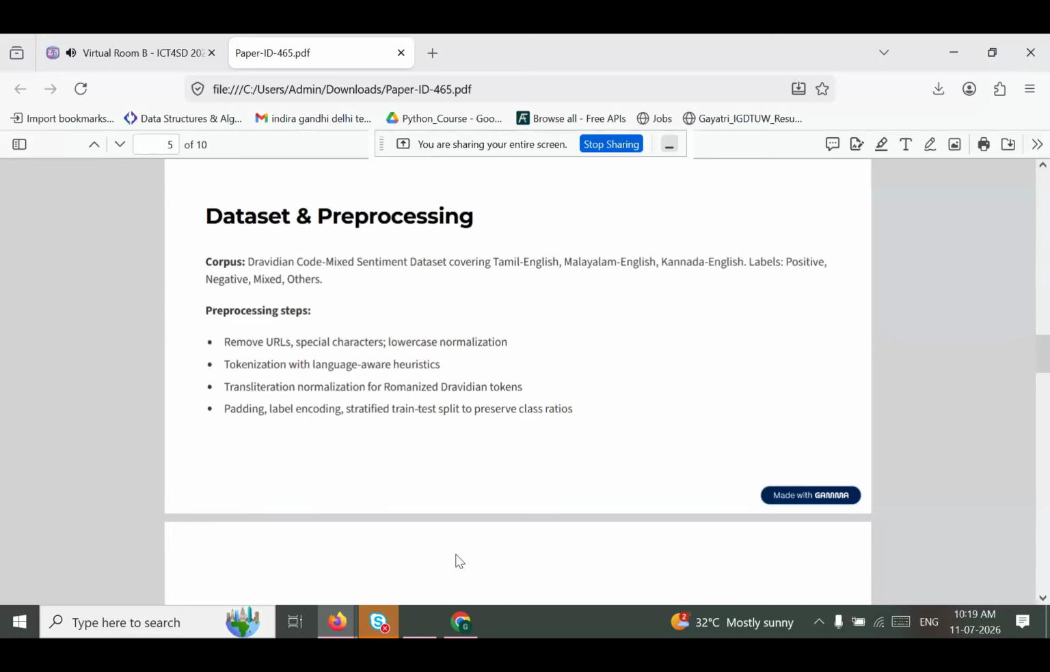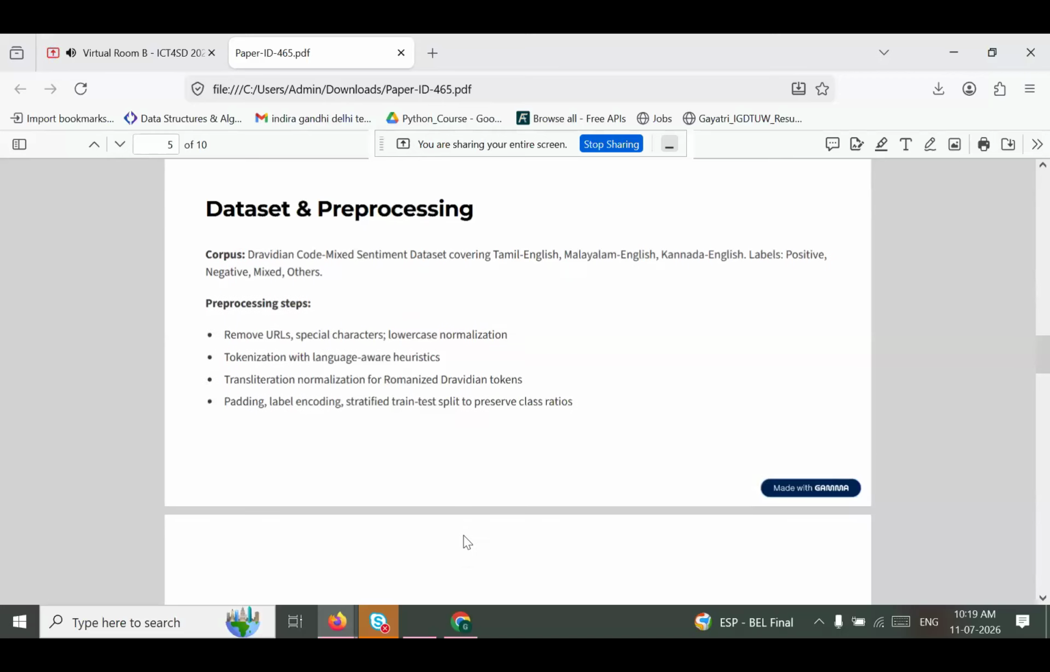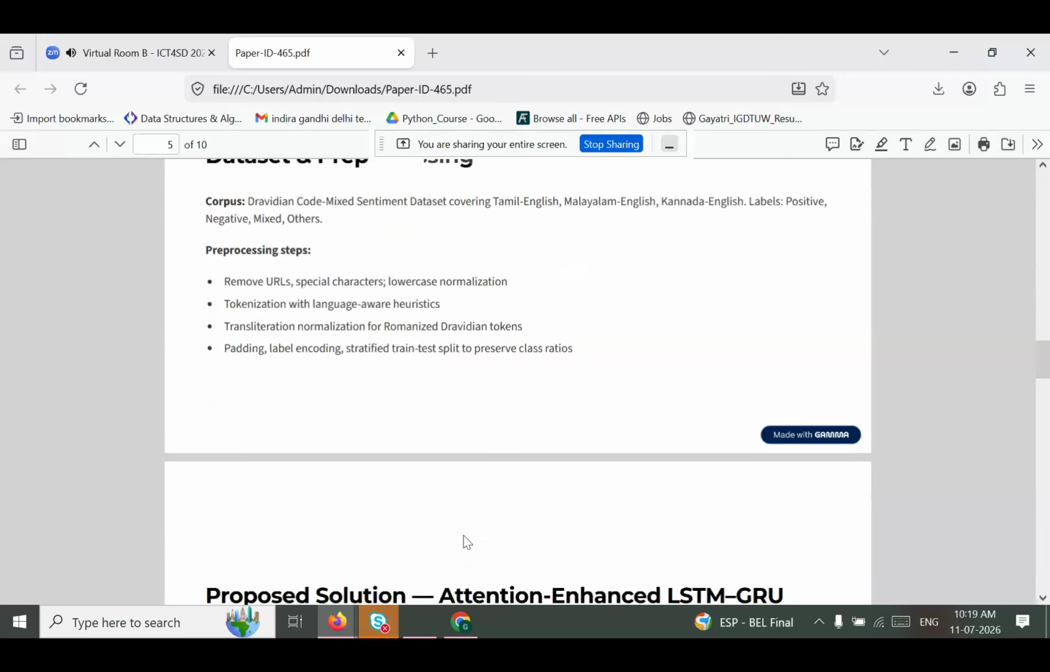Now for our experiments, we have used the Dravidian code mix sentiment analysis dataset, which contains real social media comments in Tamil English, Kannada English, and Malayalam English. Since the dataset was imbalanced, we used a stratified train test technique to preserve the class distribution. The pre-processing steps included removing URLs and special characters, converting text to lowercase, tokenization, and so on.